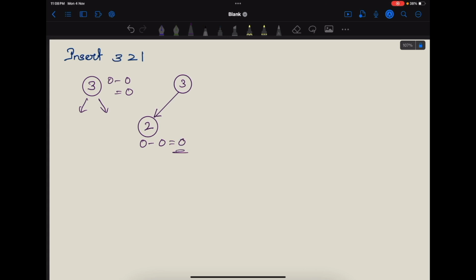And for number 3, on the left hand side we have only one branch here. So 1 minus, on the right hand side we don't have anything, so simply 0. So 1 minus 0 is equal to 1. The conditions are satisfied. And now we are going to insert number 1. And now we have to calculate the balance factor.